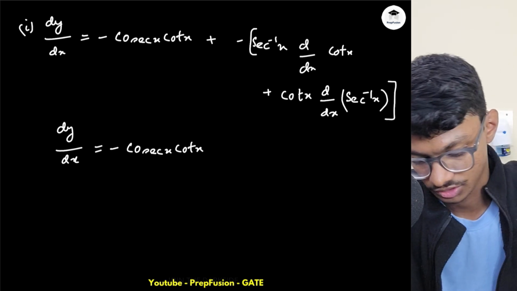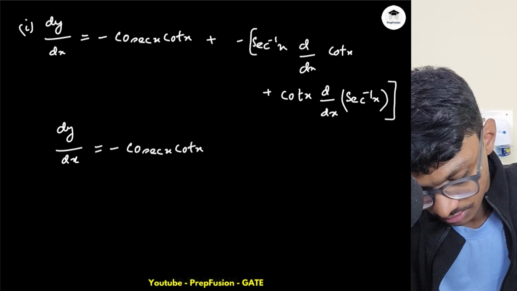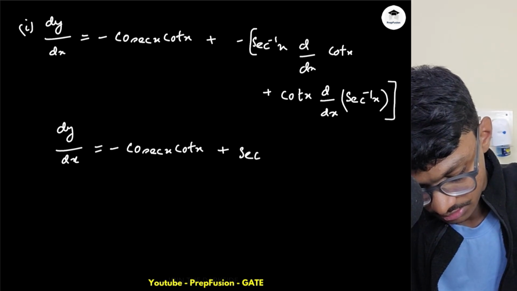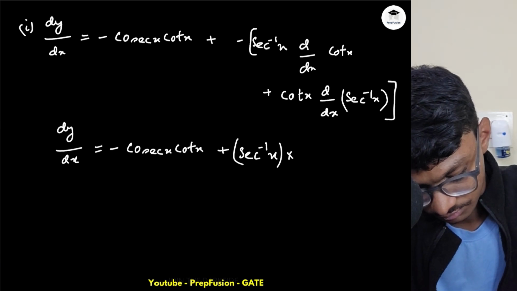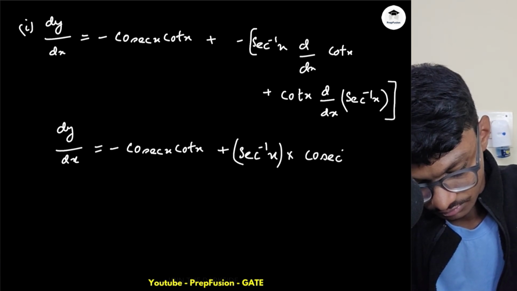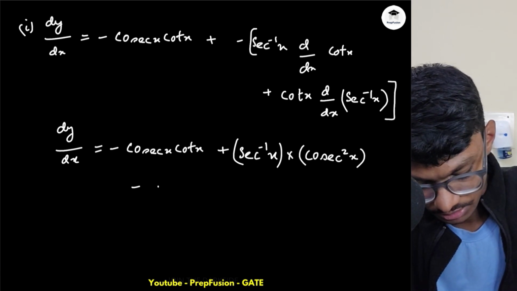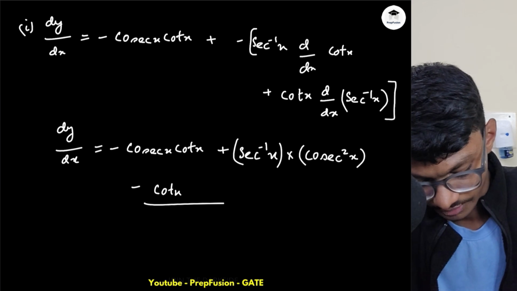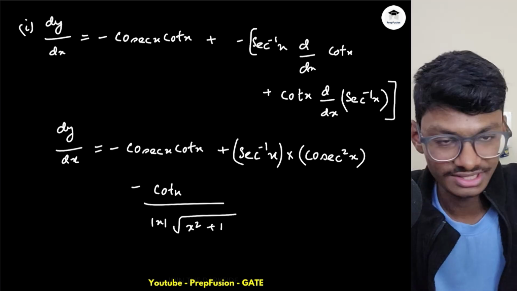This will be minus cosec square x, just the opposite of tan x, right? So this will become plus sec inverse x into, and this is minus cot of x divided by mod of x under root x square plus 1. Okay, so basically this is the answer.